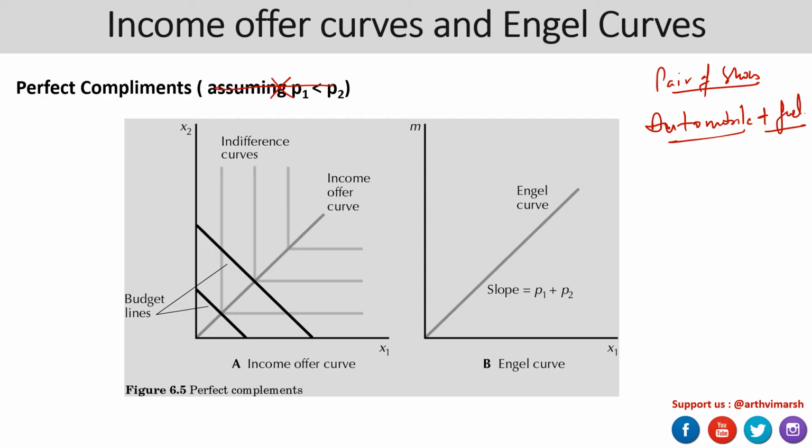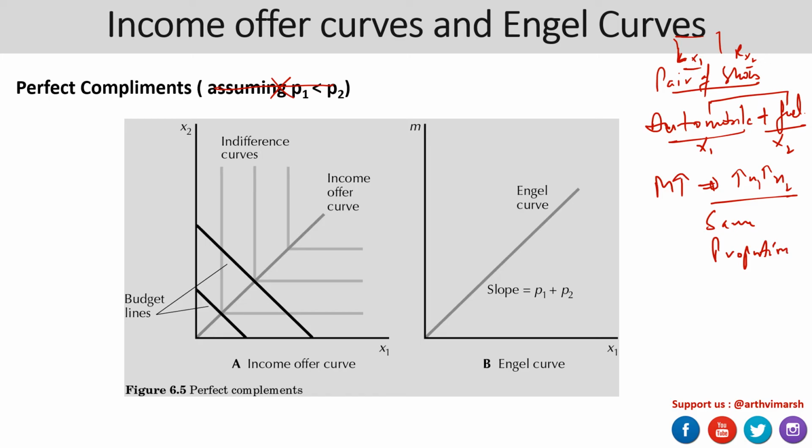So for perfect complements, if your income is going to increase, M increases, say for example this is x1, this is x2, and for a pair of shoes, your left shoe is x1 and right shoe is x2. Obviously, when your income increases, they both have to be consumed in the same proportion. So both x1 and x2 will be demanded in the same proportion, both increase by the same proportion. Right, and this is what we can observe. These are the indifference curves or preference mapping for the perfect complements, if you remember from our previous discussions.